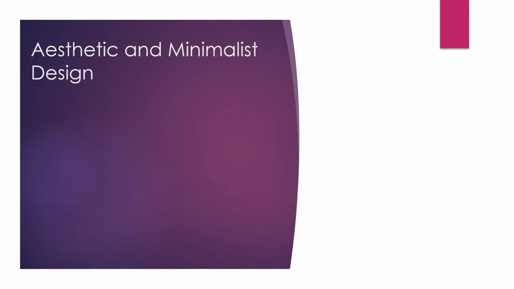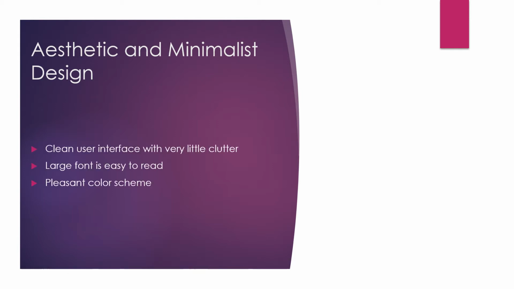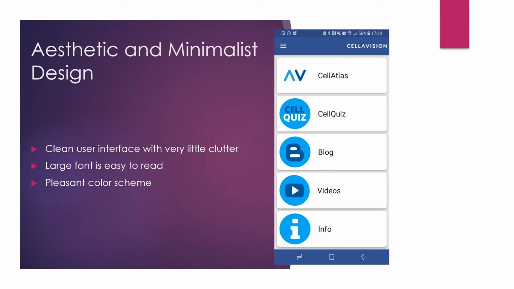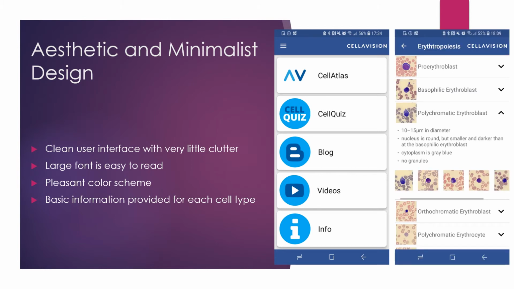Aesthetic and minimalist design. I really like this app. I think it's really nice. It's very clean. There's very little clutter. The icons are nice. Font is really easy to read. With a nice color scheme. Blue is my favorite color, so I'm kind of partial to that. And then the basic information provided for each cell type is really nice and concise. It doesn't give you a whole lot of cluttered information. Like, that's it. Those are the basics. That's what you need to know.